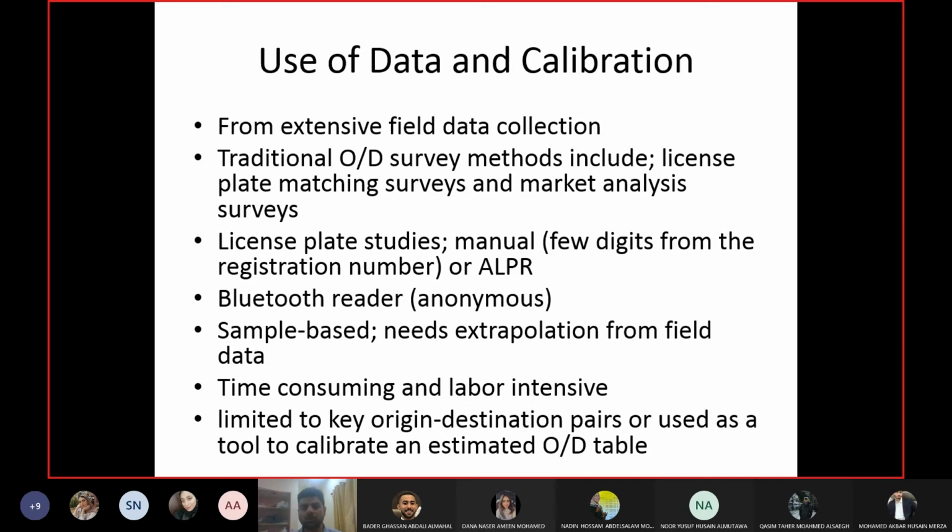Obviously, if you have Bluetooth reader sensors in all your zones, then you can track the movement of a mobile phone. And the mobile phone is in the pocket of the driver, who is driving and traveling. So then you can monitor their progress. You will know exactly from which zone they have come, in which zone they are going, and which route they have taken.